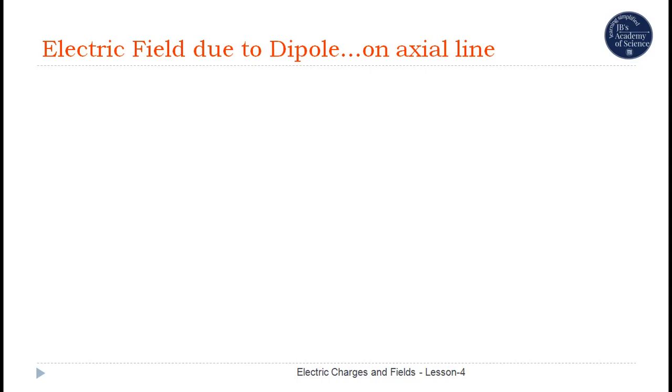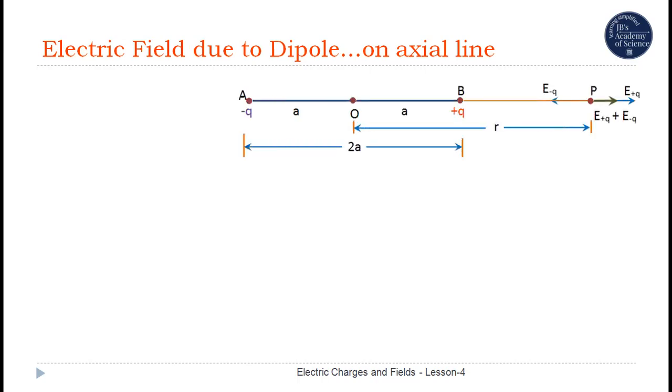So here, first case, let us consider a point on the axis of the dipole. So look at the picture. Here we have two charges, plus q and minus q, separated by a distance 2a. O is the center of the dipole. Consider a point P at a distance r from the center of the dipole, and the point P is lying on the axis of the dipole. Now, we have to determine the resultant electric field due to this dipole at P.